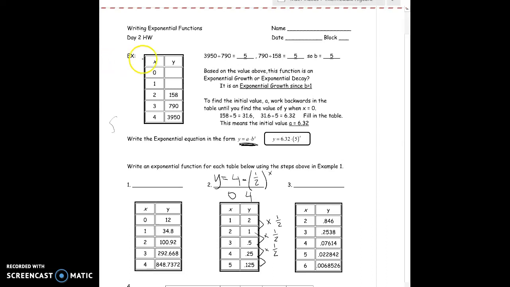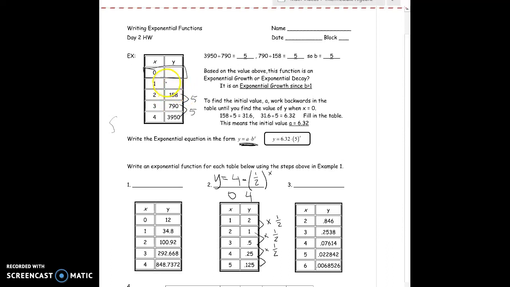Okay? If you're looking at this example at the top, noticing it's trying to figure out what's happening each time. So here, we're multiplying by 5, we're multiplying by 5. So then what we need to do is define that initial value. What is the value of y when x equals 0? So we need to do the opposite and divide by 5.